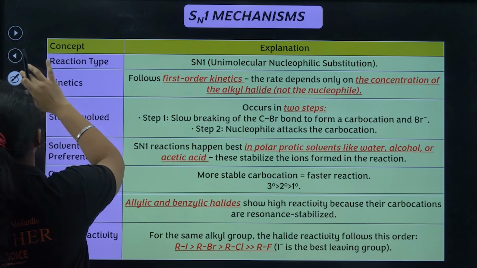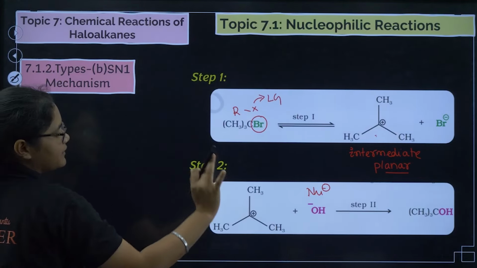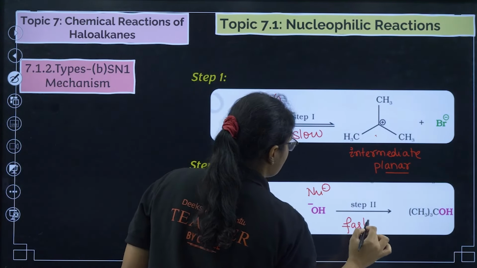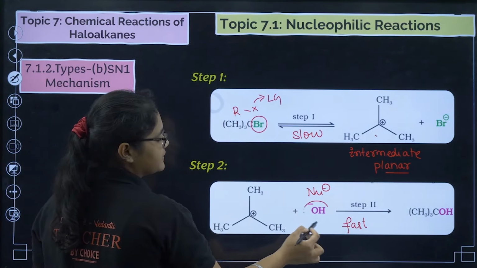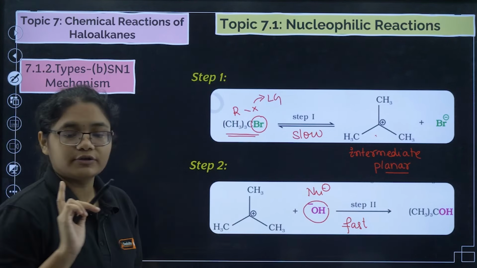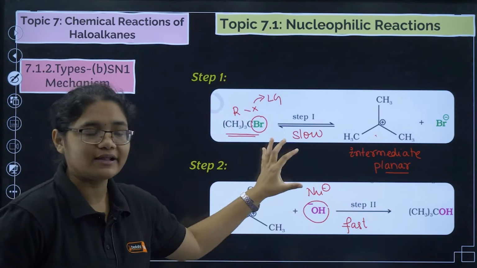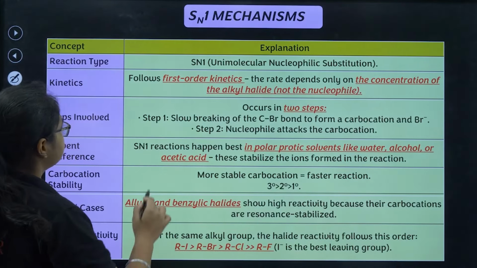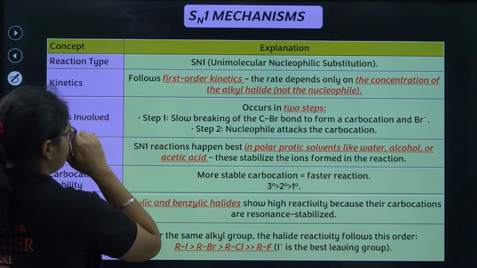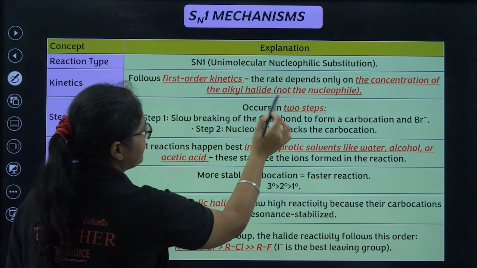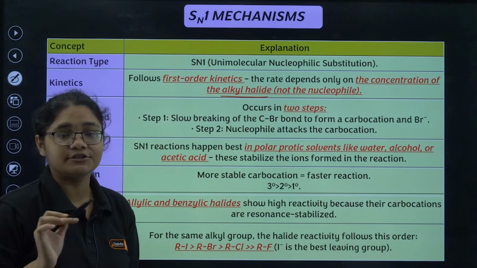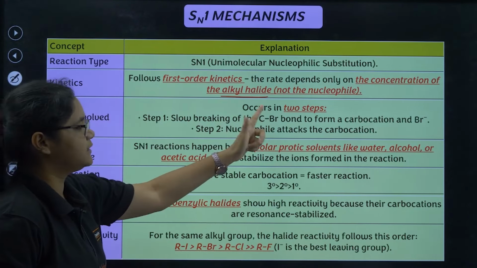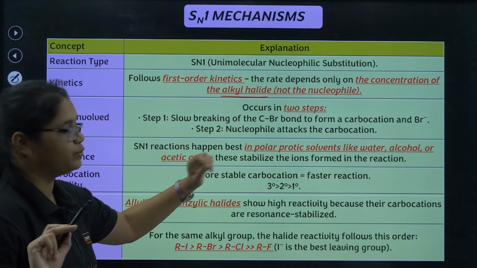What is the kinetics? The rate of a reaction is determined by the slower step, right? So this is the slow step and this is the fast step. In the slow step, there is no nucleophile present, only the RX is present. So the rate of the reaction depends only on RX and not on the nucleophile. It follows first order kinetics, and the rate only depends on the concentration of the alkyl halide. It has 2 steps: one is the breaking of the C-Br bond and the second one is the attack of the nucleophile.